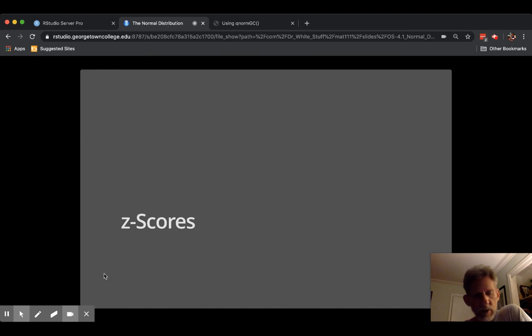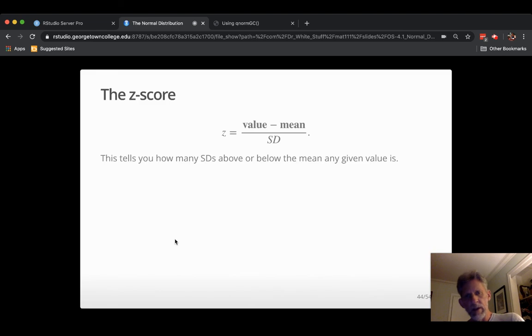Another concept I'd like to talk about in this screencast is z-scores. The z-score is a number that you compute off of a particular data value. So you might take a certain person's height, call it value, subtract the mean height for the group, divide by the standard deviation of the heights, and you get a z-score. It's called little z for short.